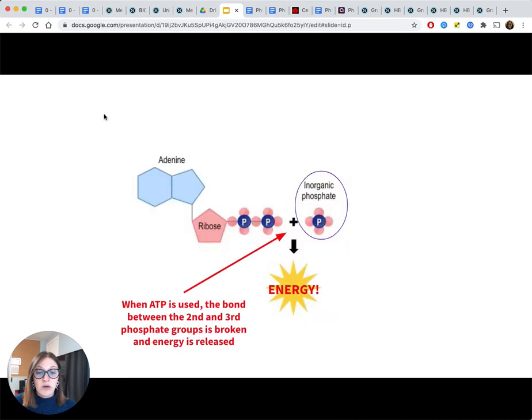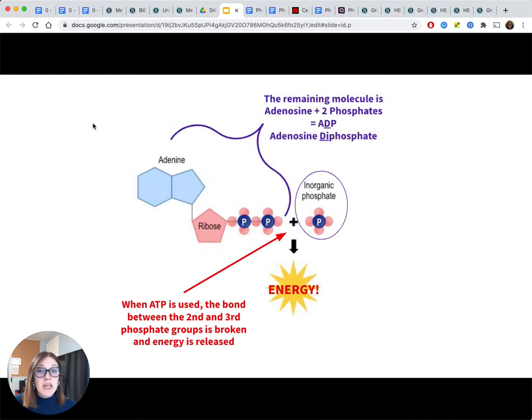So essentially, when ATP is used, the bond between the 2nd and 3rd phosphate groups is broken and energy is released. The remaining molecule is still adenosine, but now it has 2 phosphates. So now it is called adenosine diphosphate. Make sure you write down that ADP stands for adenosine diphosphate. Make sure you label your diagram. What also remains is 1 phosphate group. This is an inorganic phosphate, just 1 phosphate group here.